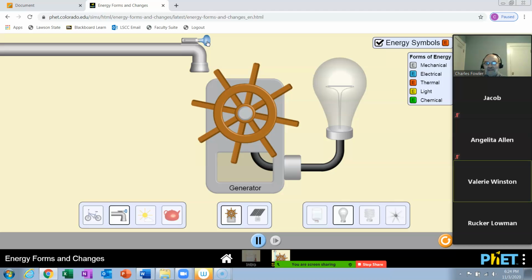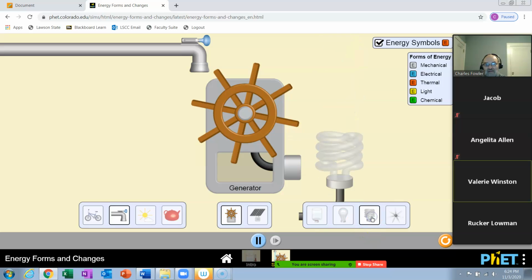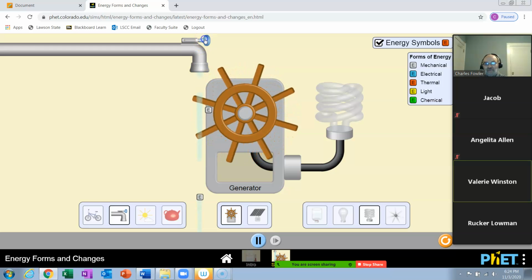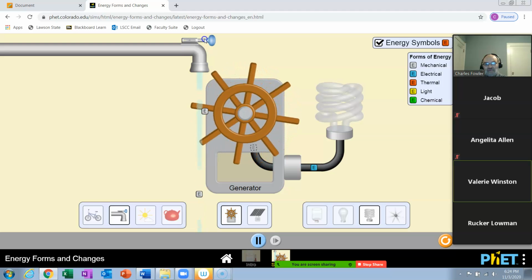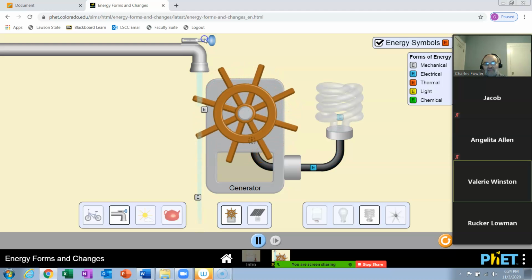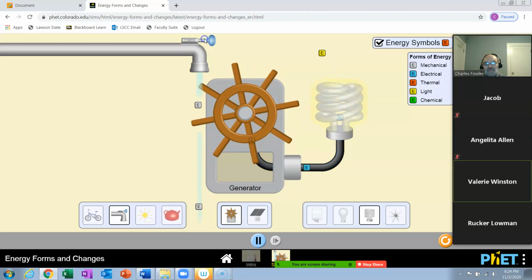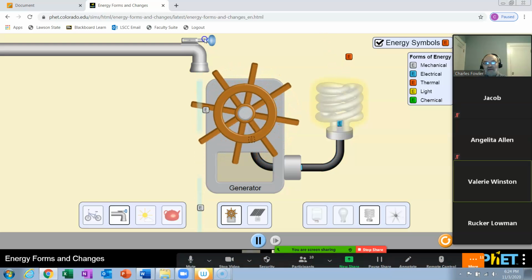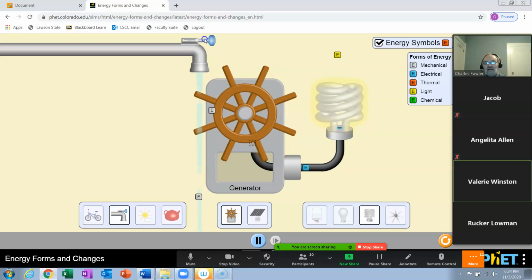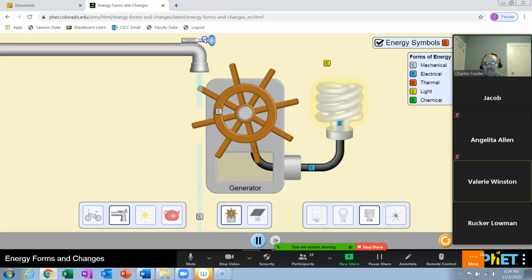Okay. What's next? Change the incandescent light bulb to a compact fluorescent bulb. What kind of energy does the bulb emit? Okay. So let's start pumping again. And the potential energy of the water goes to kinetic energy of the water, turning the generator to electrical energy, and then it goes up into the compact fluorescent. And what do you notice? Light and thermal. Light and thermal.